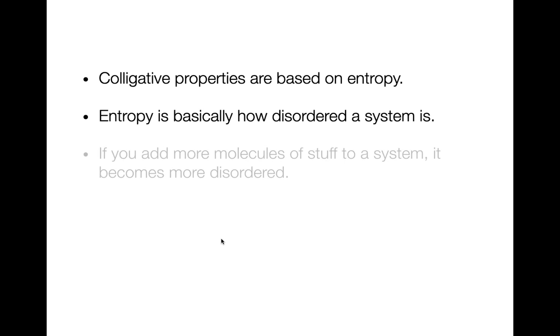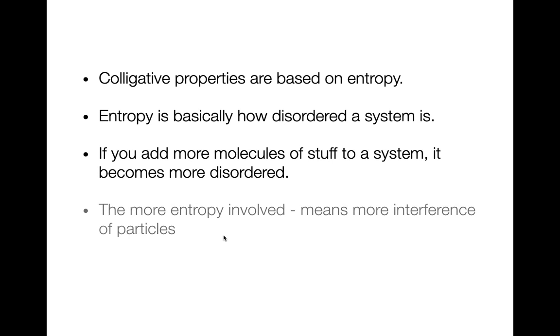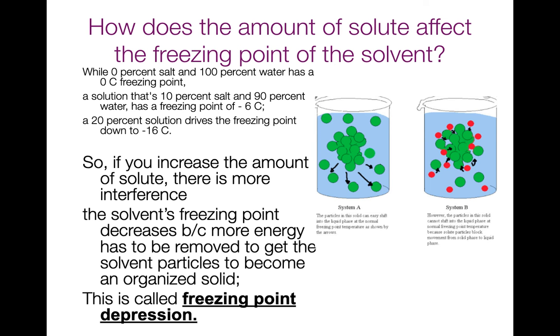Colligative properties are based on entropy or disorder. Entropy is how random or messy a system is. If you add more molecules of stuff to a system, it becomes more disordered. The more entropy involved means more interference of particles. And that's what's going to affect the properties.